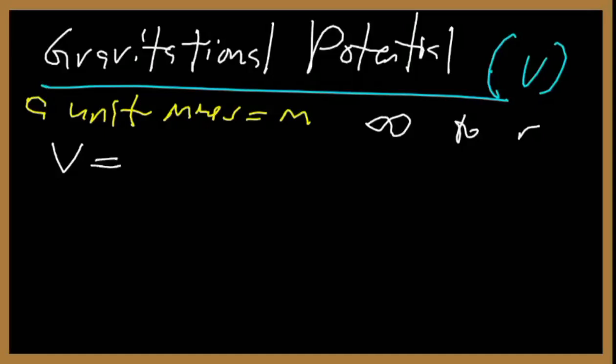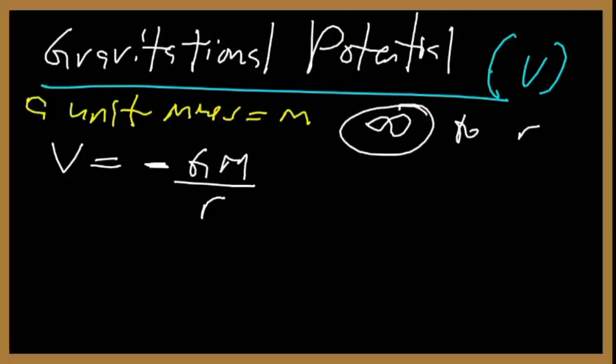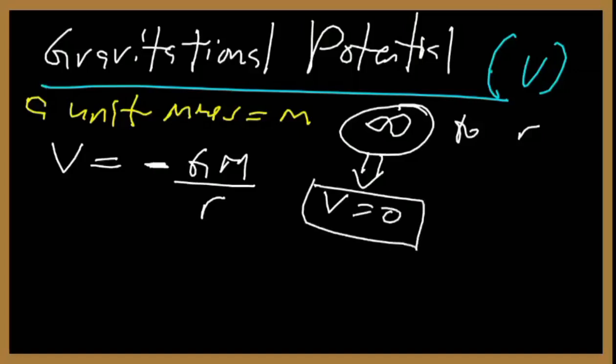So the formula to calculate this is what? V equals negative GM all over r. Note that the potential at infinity is equal to zero. The potential at infinity is equal to what? Zero. That is why this one takes a negative.